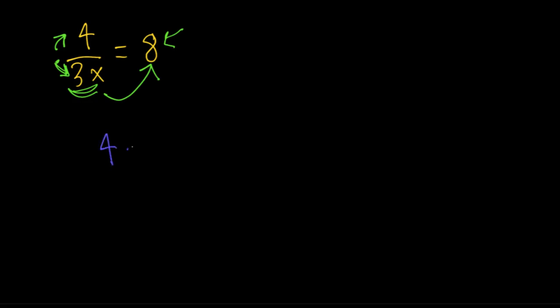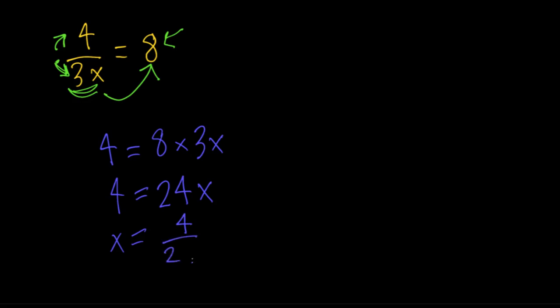4 is equal to 8 times 3x. So 4 is equal to 24x. And now we can do x is equal to 4 divided by 24, which when simplified is equal to 1 over 6. Okay, so just remember, always bring the variable to one side and the numbers to the other side, and you'll be able to solve the expression.